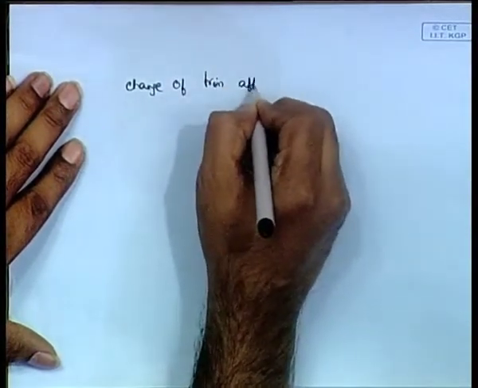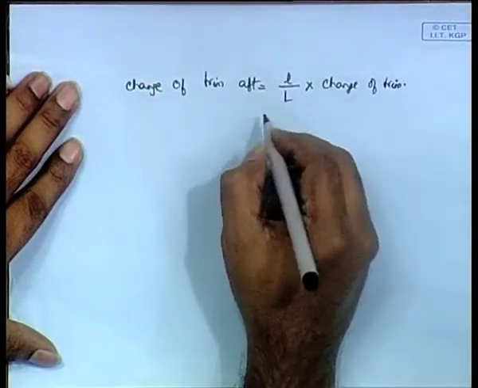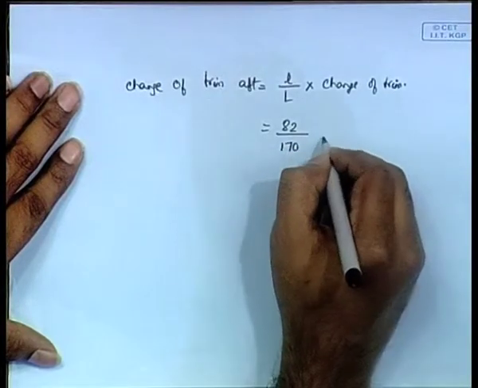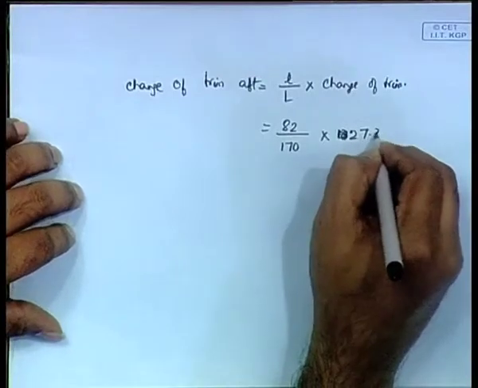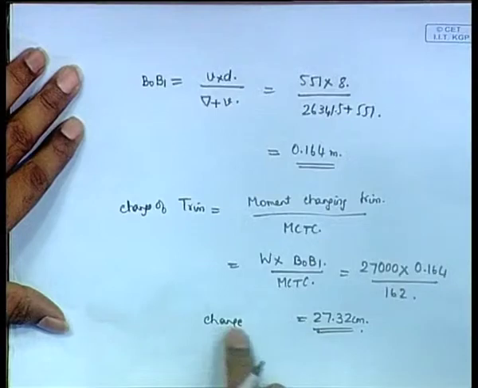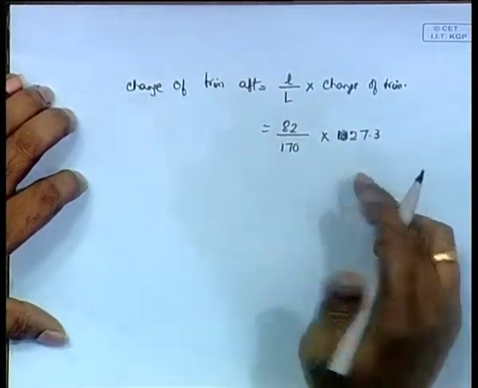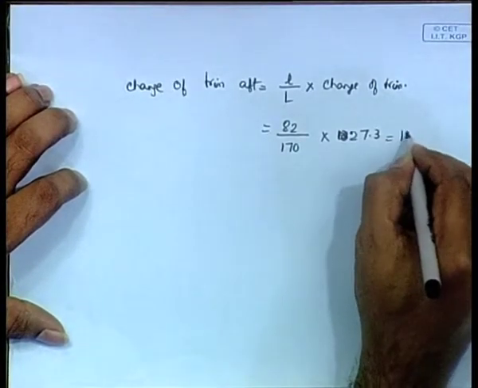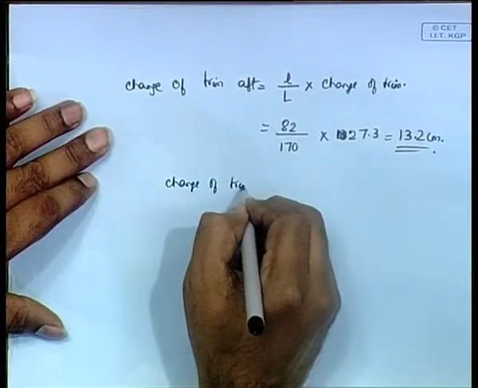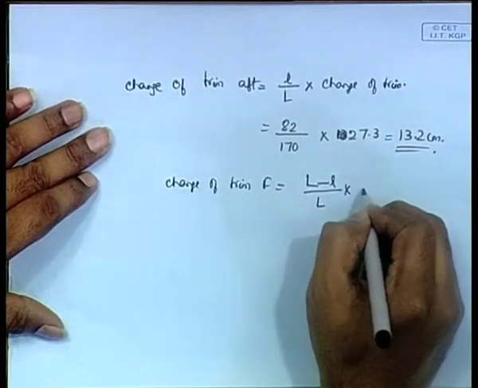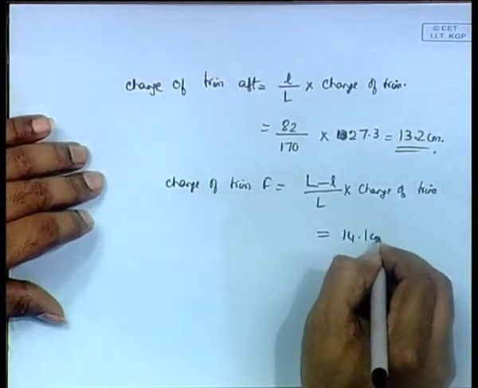So the change of trim aft is equal to l by L into change of trim. L is 170, the length of the ship, into change of trim we just calculated. Correct, sorry, 27.3 we just calculated in the previous step. So this is the total change of trim. So change of trim into l by L, where small l is the distance of the center of flotation from aft perpendicular, capital L is the length of the ship. So you do this, you will get 13.2 centimeters. This will give you the change of trim aft, and the change of trim forward will be (L minus l) by L into change of trim. That will come to something like 14.1 centimeter.